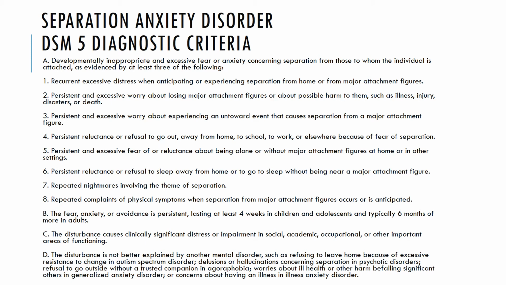So here is separation anxiety disorder. Here's the DSM-5 diagnostic criteria. So developmentally inappropriate, this is very important, that it's inappropriate developmentally, and excessive fear or anxiety concerning separation from those to whom the individual is attached by evidence of at least 3 of the following. So you have to have 3 of the following symptoms. So recurrent excessive distress when anticipating or experiencing separation from home or a major attachment figure. And this major attachment figure, it doesn't have to be mom or dad. It could be grandma, it could be grandpa, it could be a guardian. It's anybody that that individual has an attachment relationship with.